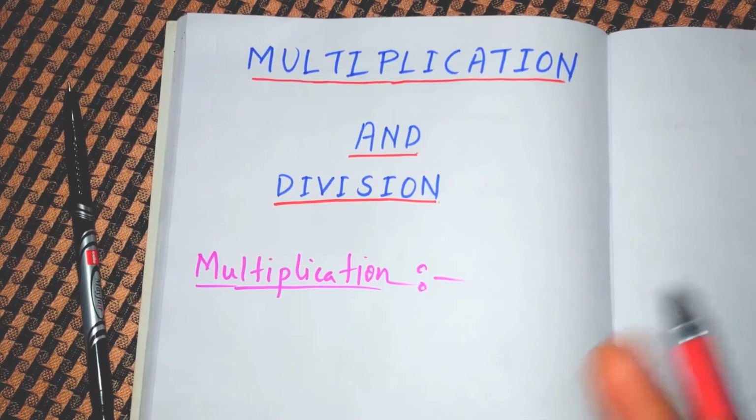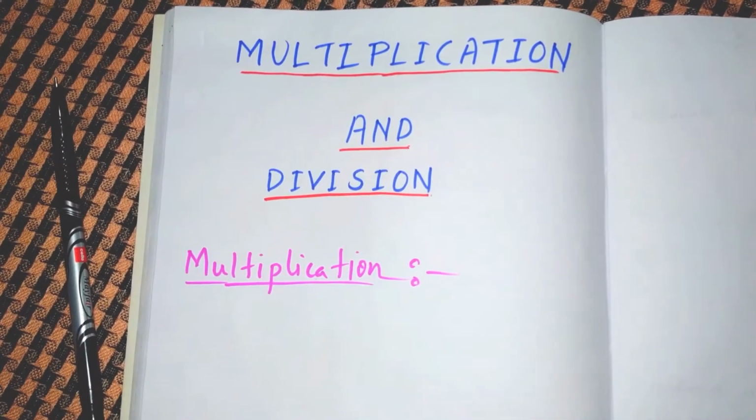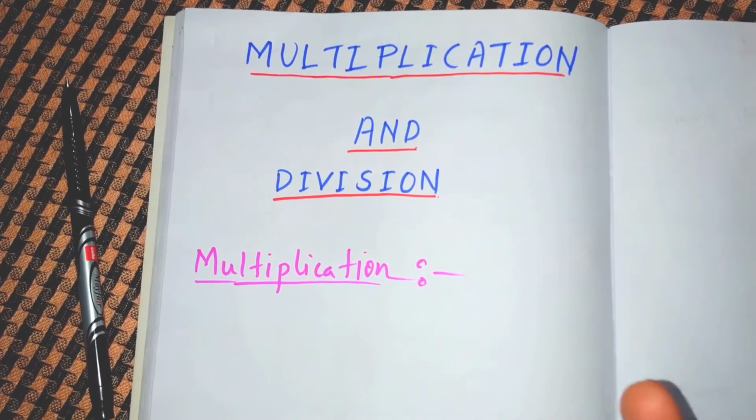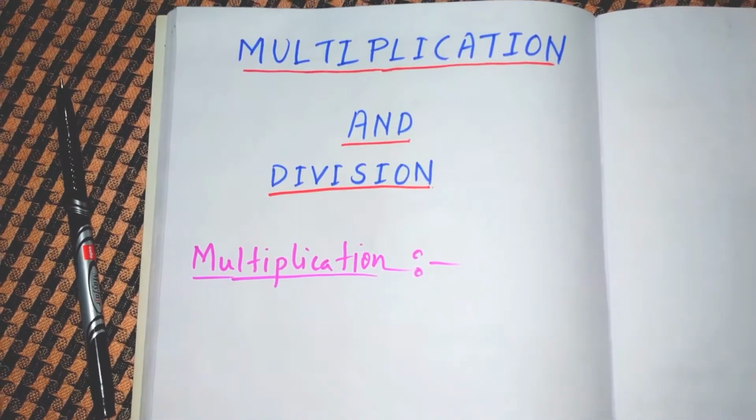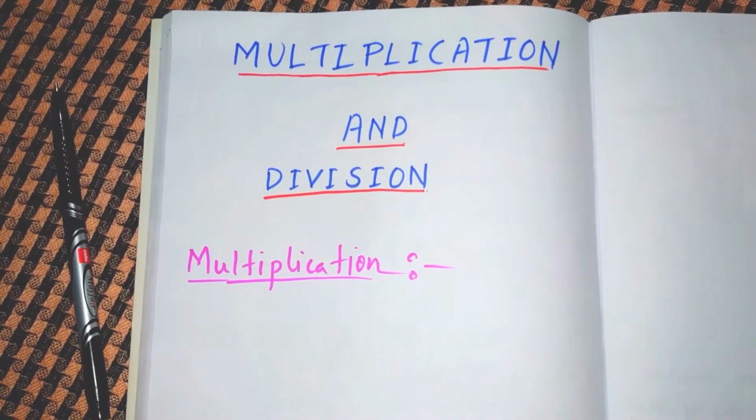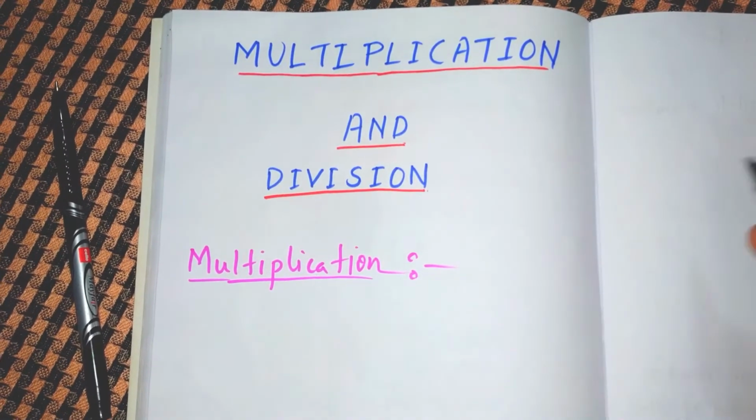So the first question comes, what is multiplication? Multiplication is the short way to do repeated addition. Okay, in simple words you can say multiplication is the short way to do repeated addition.